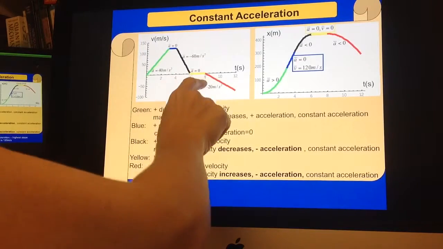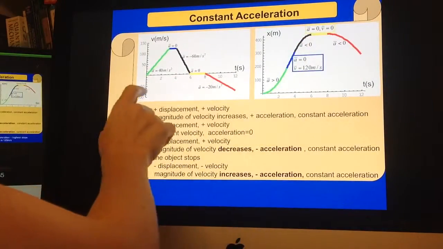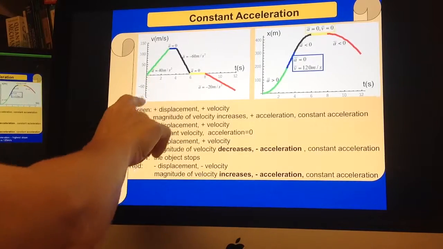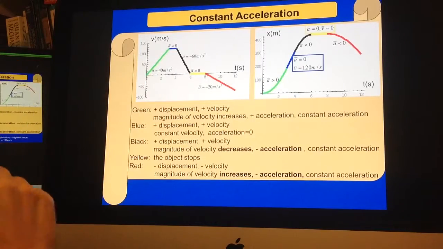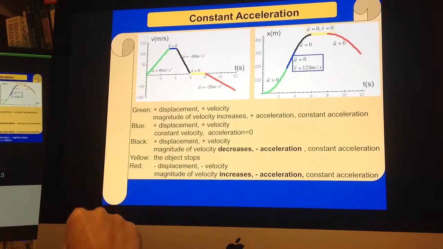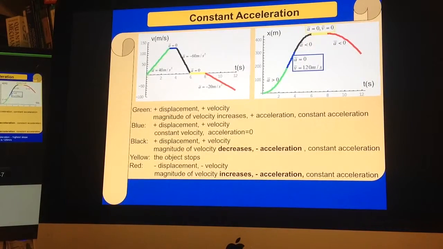Okay, everything is negative. Displacement is negative, velocity is negative, and the magnitude of this velocity is increasing, so that means the acceleration has the same sign as the velocity, it is also minus. And here we have the frown, so acceleration is also negative. Okay, so we got all the information by looking at these different pieces of those plots.